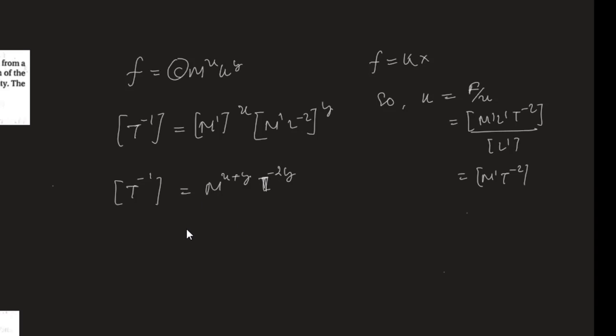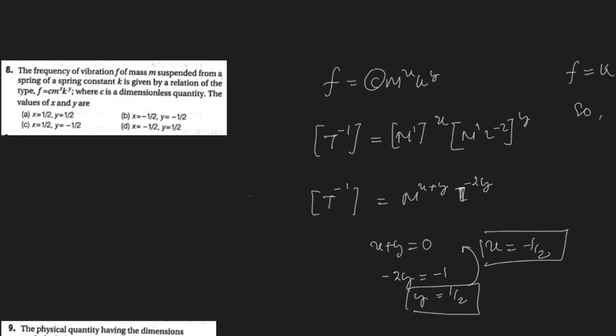So from this you can see that x plus y equal to 0 and minus 2y equal to minus 1. So from this you can get y equal to half, and if y is half, then from this equation you can get x is equal to minus half. So the correct answer is this one, X is minus half, y is half. Which one is that? Option D.